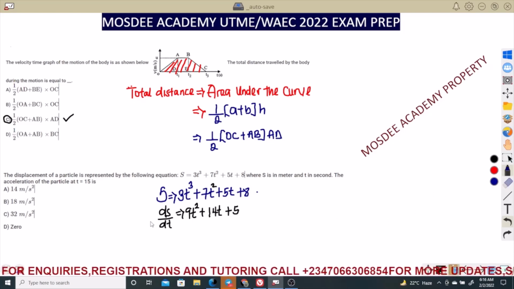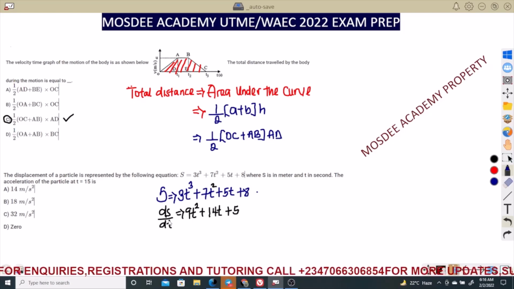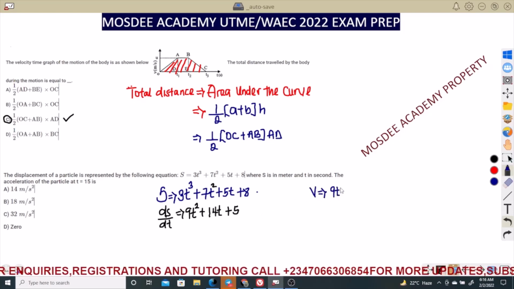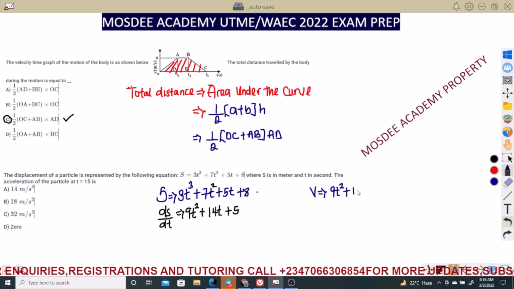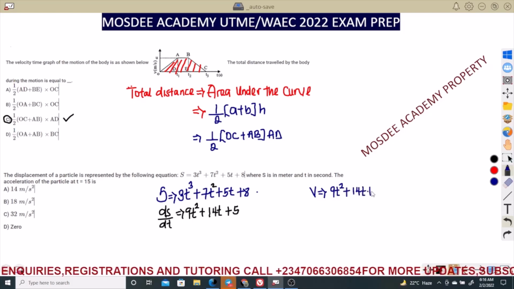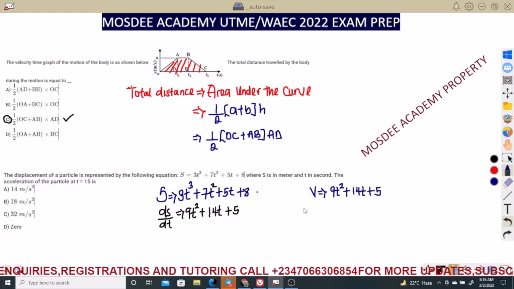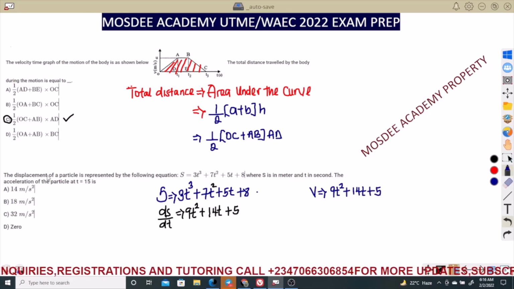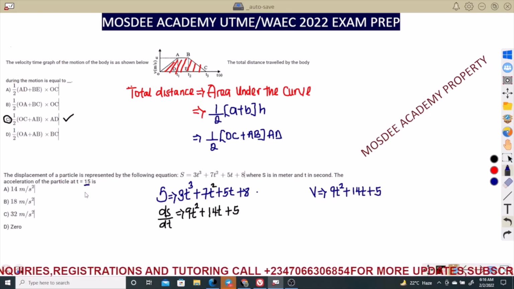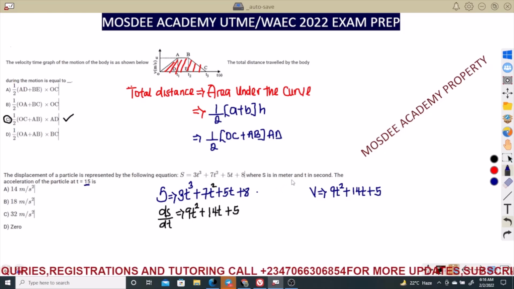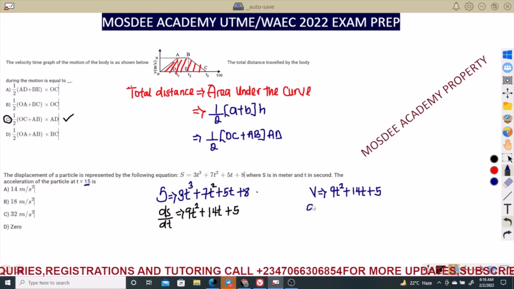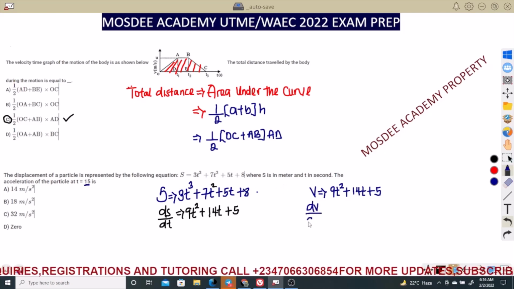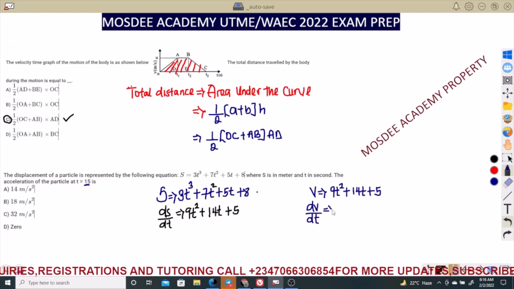Having done that, ds/dt is what? Velocity. So this is velocity now, which you can write as v equals 9t squared plus 14t plus 5. Now you are looking for the acceleration after the time of 15 seconds, so you have to differentiate again, because velocity over time is acceleration.